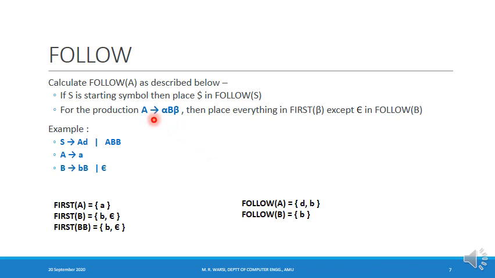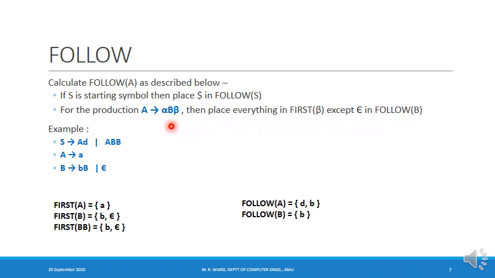So let us say that I have picked up the production capital A derives alpha B beta, and let us now calculate follow on the basis of this production. Strings which are derivable from beta, they begin with the terminal symbol first of beta, and if I ask you the question, which terminal symbol can come immediately after capital B? Terminal symbols which are there in the first of beta except epsilon can come immediately after capital B. So that means all those terminal symbols which are there in the first of beta except epsilon will be added to the follow of capital B.